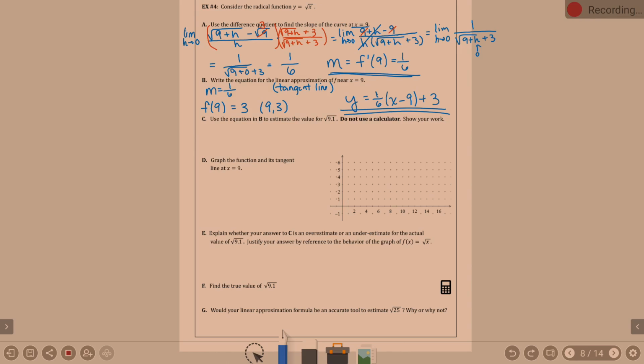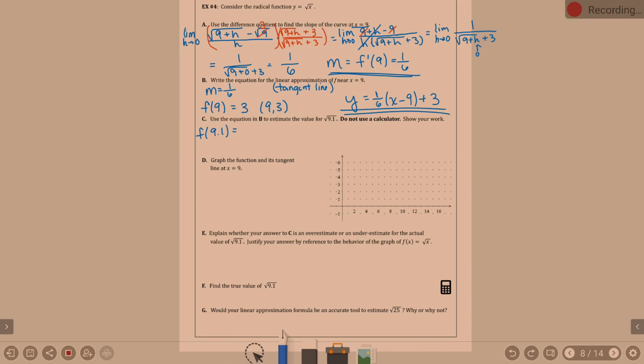Okay, now C asks us to use the equation that we just wrote in part B to estimate the value of the square root of 9.1. Notice it says do not use a calculator, show your work. But I'll tell you guys, the do not use a calculator, it's threatening, but yet the way this equation is set up, it's doable. Okay, so when we say square root of 9.1, what are we putting in for x? Oh, I guess I don't have y equals, I have f of 9.1. We're putting 9.1 in. So f of 9.1.